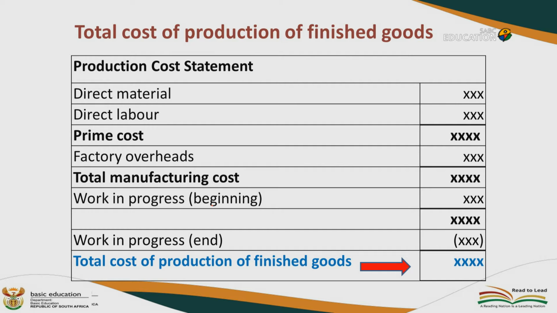Now we go into our production cost statement. This is the format of your production cost statement. As you can see, when you go down, you add, the only item that you subtract is your work in process at the end, so that you can get your total cost of production of finished goods, which is this amount. So be careful, my dear learners, that when you go down, you add, you only subtract the work in process at the end. But also be careful of bottom-up calculations. When you start from the bottom going up, you swap around the signs. The minus will be the plus, and the plus will be the minus.